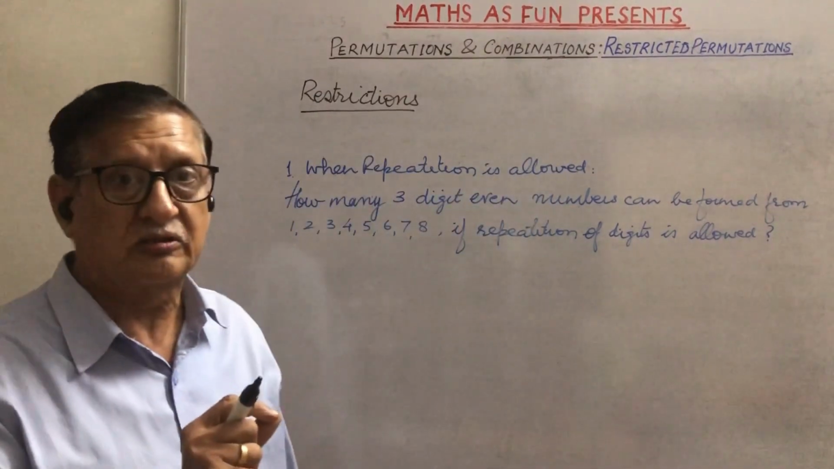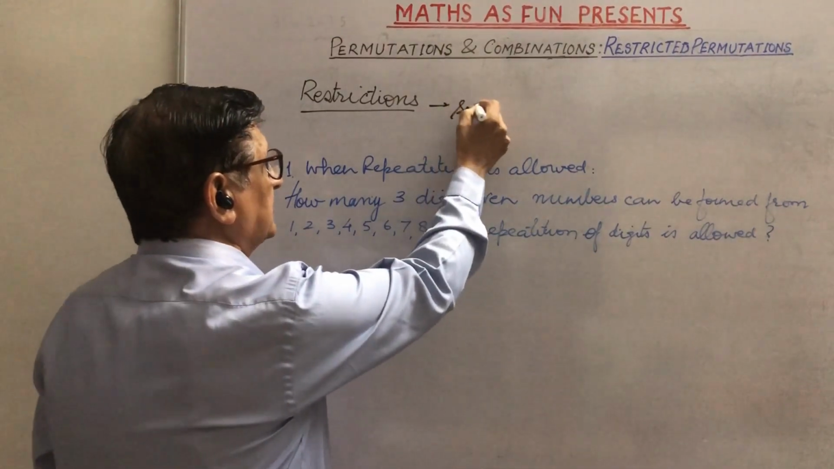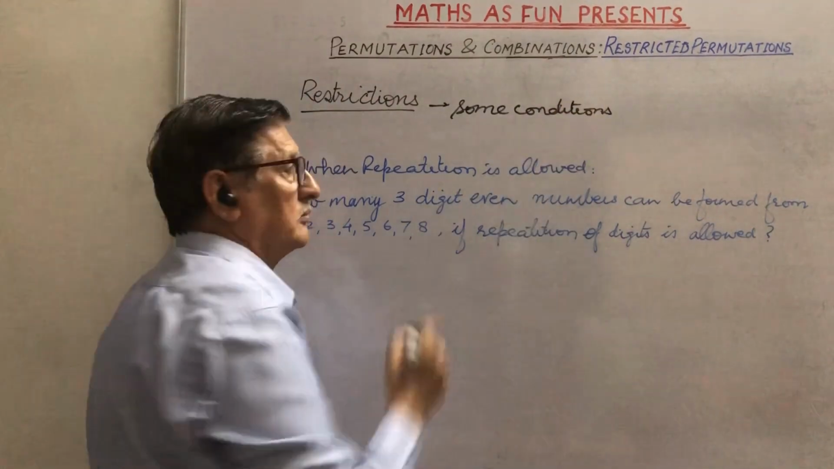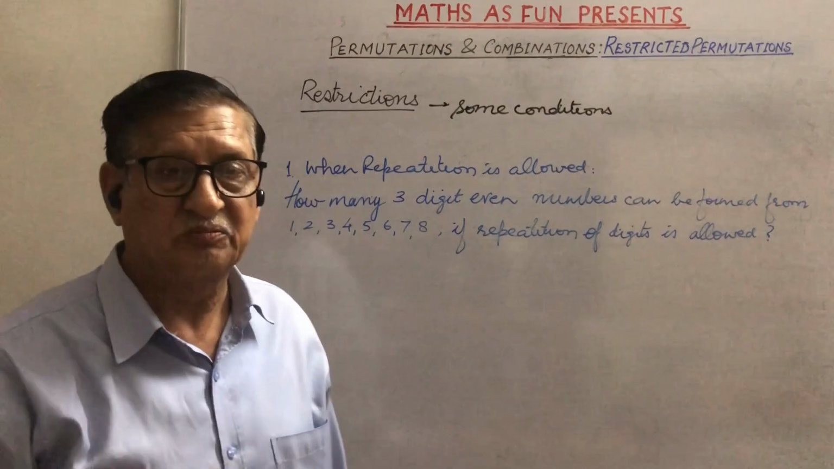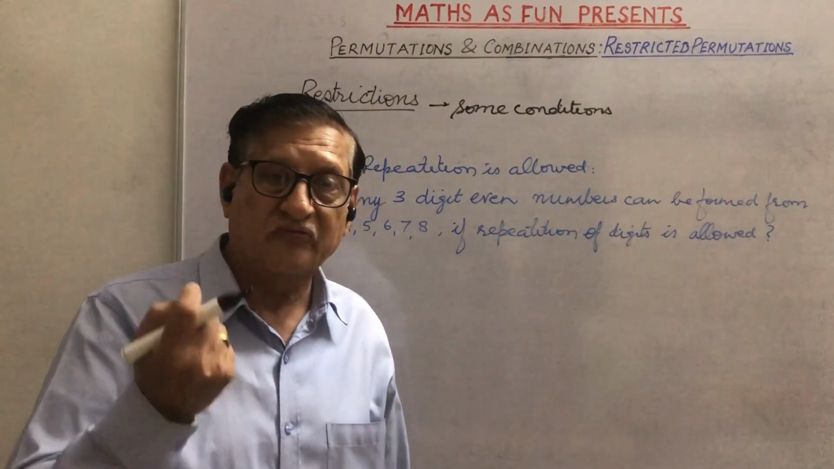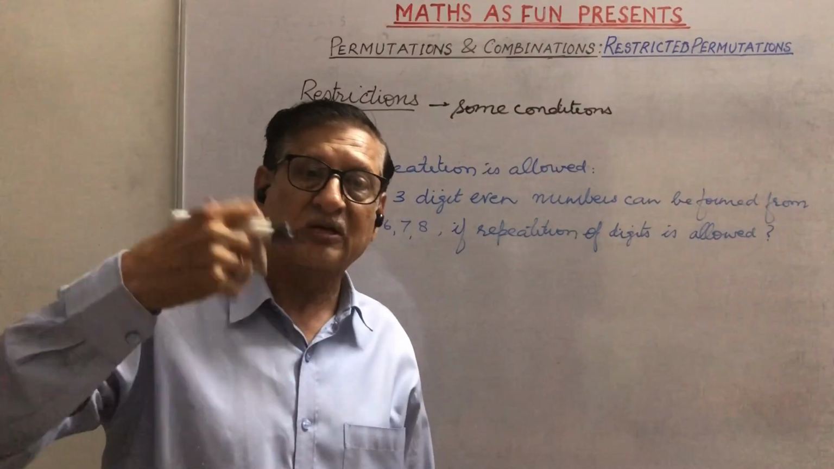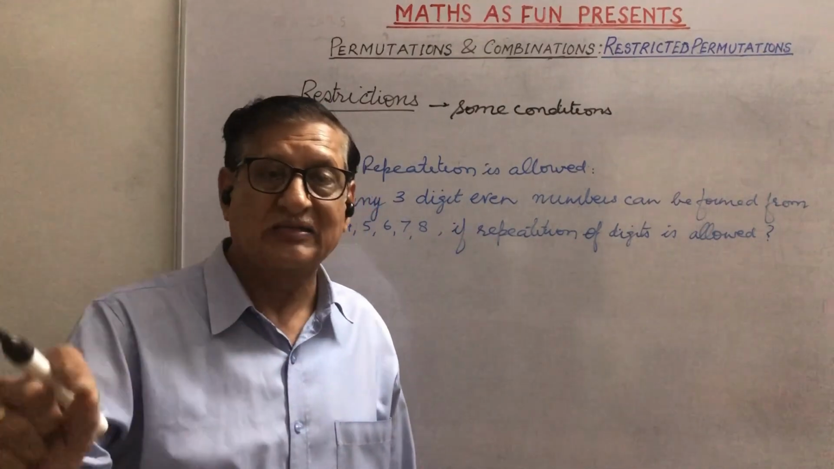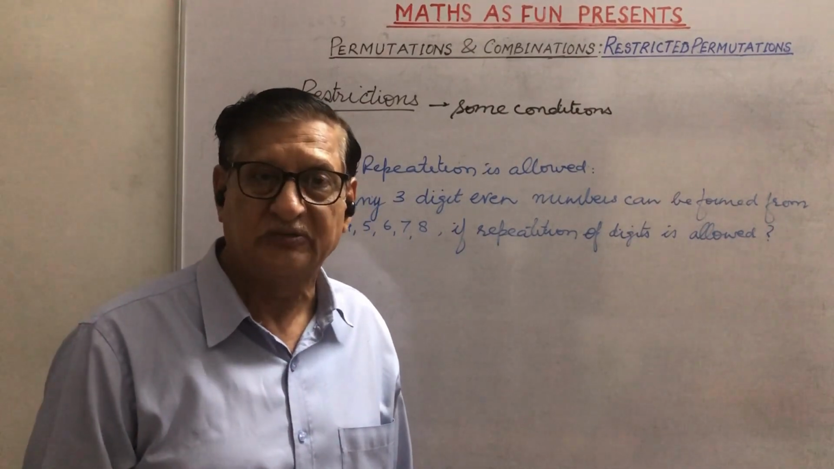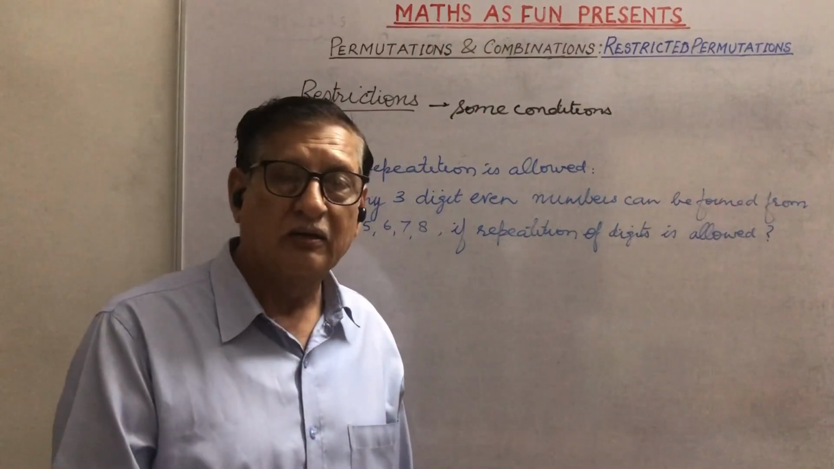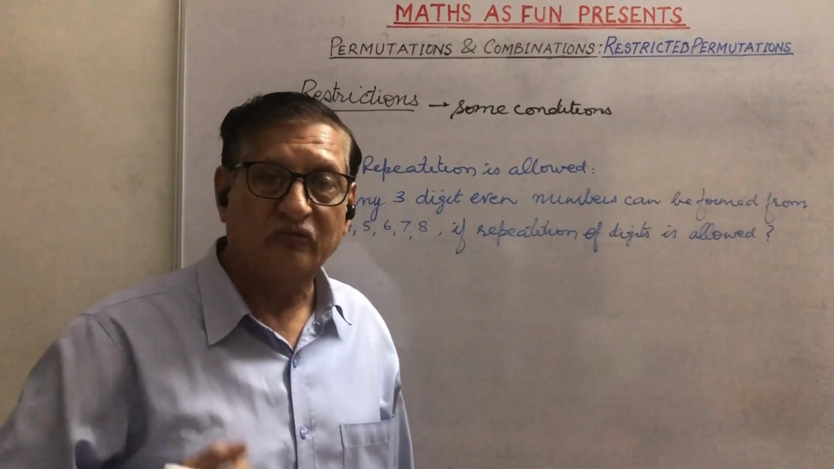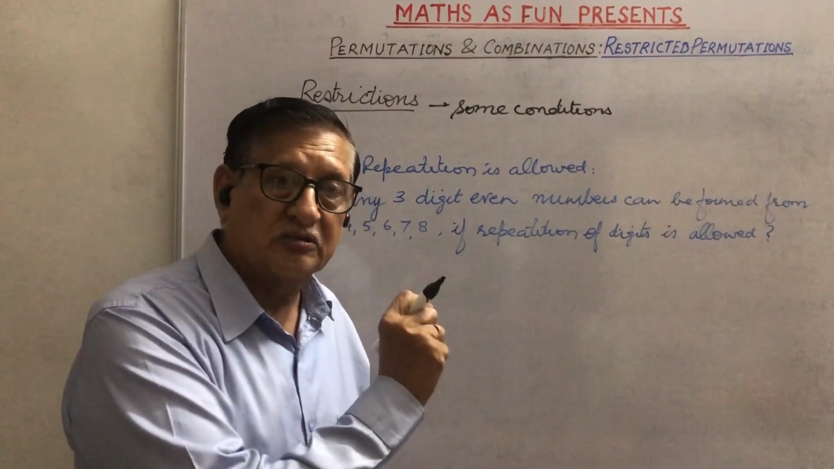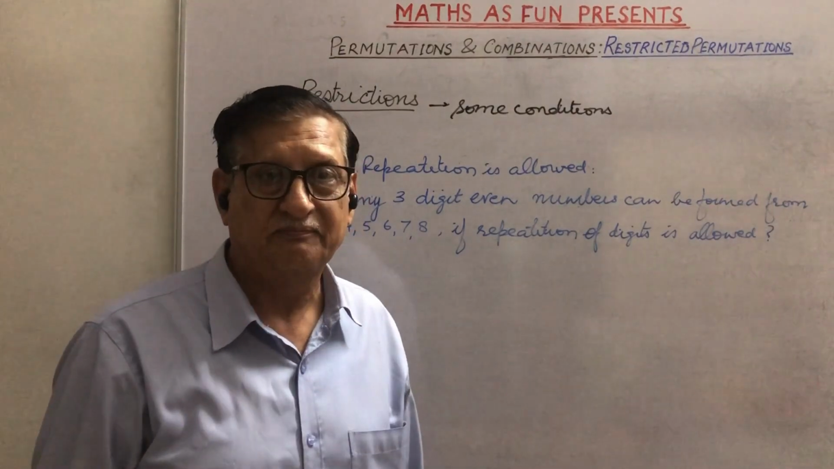What is the meaning of restricted? Restricted means there are some conditions given. What type of conditions may be there? Sometimes we are given that the objects or the numbers or letters are repeated. Maybe that specific places are given for some of the specific objects. Or maybe that some of the objects are always together and so on. We will be learning all these things one by one with some examples.